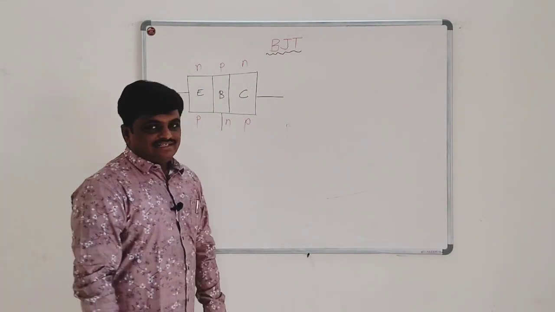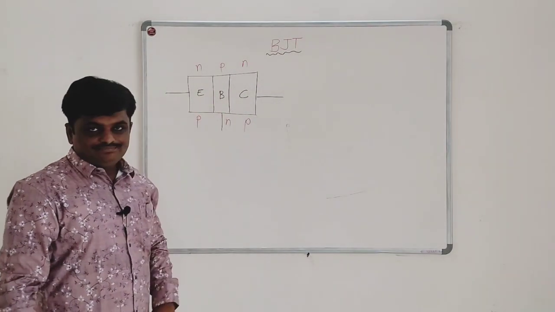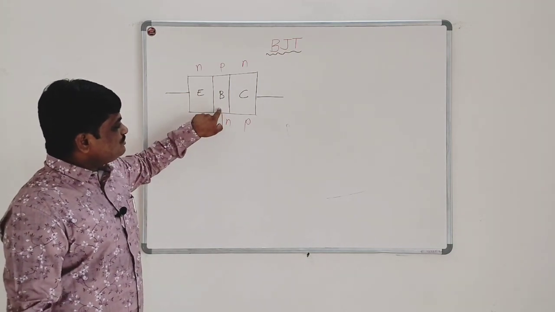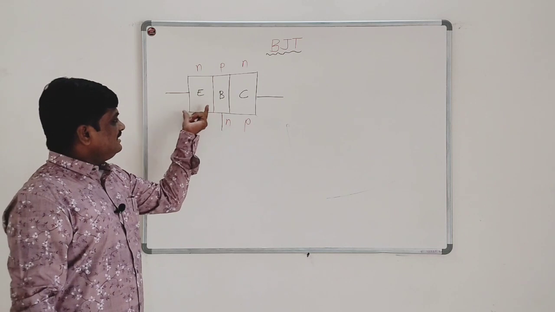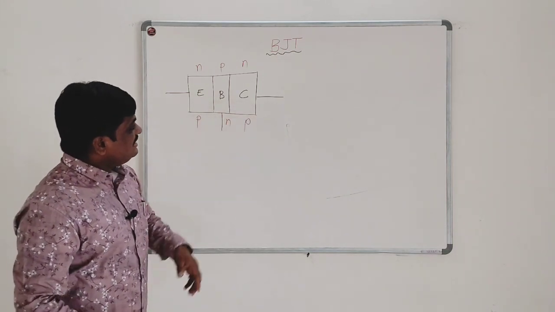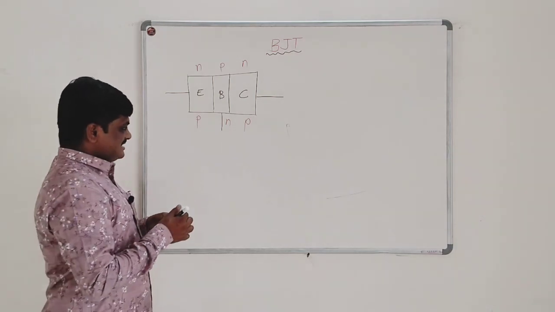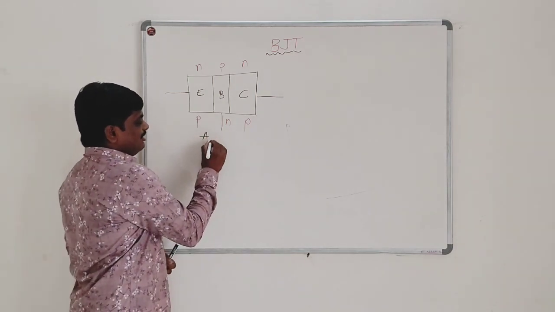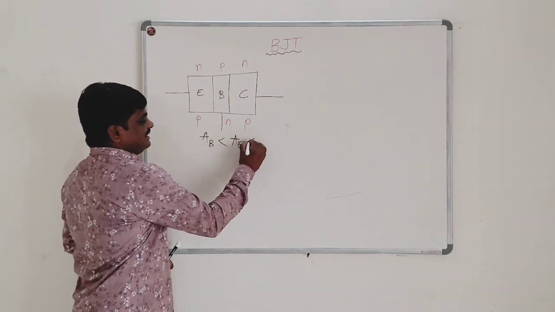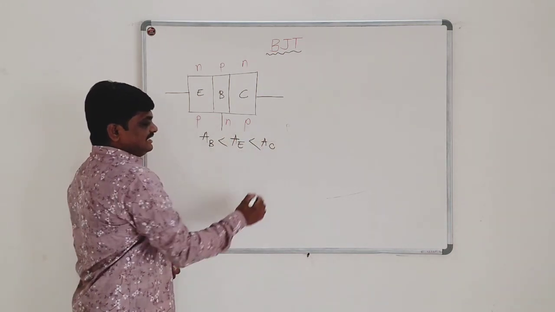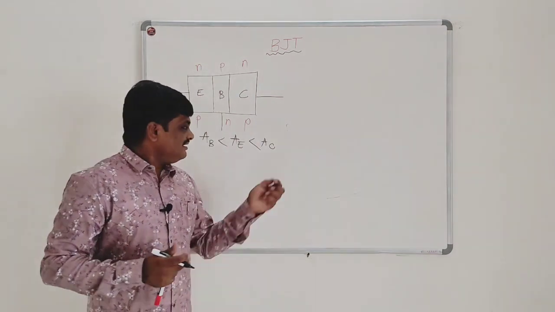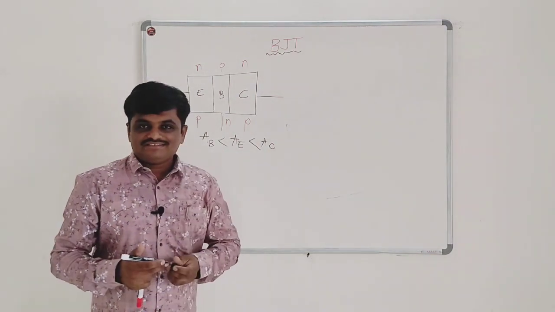Here, if you consider the area of each region, in this diagram you can see that the base has the smallest area, the emitter has moderate area, while the area of collector is highest. So area of base is smaller than the area of emitter, which is smaller than the area of collector. So this is the region wise area in the transistor.